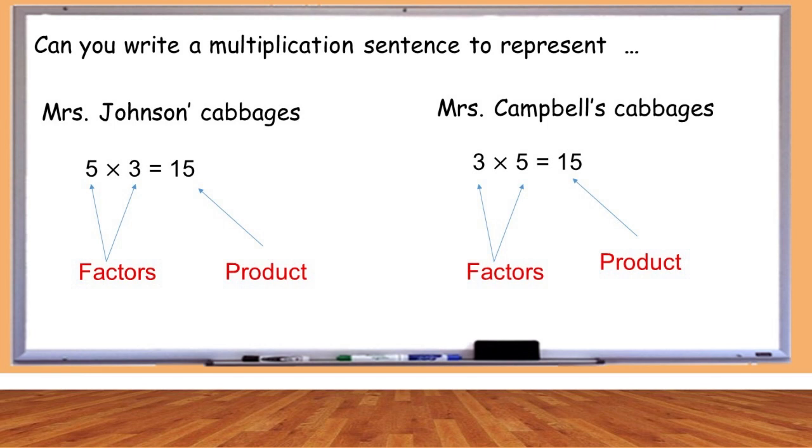If you wrote 5 multiplied by 3 is equal to 15 for Mrs. Johnson, and 3 multiplied by 5 is equal to 15 for Mrs. Campbell, you are correct. Let us look carefully at the 2 multiplication sentences. What have you noticed? If you said both sentences have the same factors and products, but the factors are in different order, you are doing great so far.